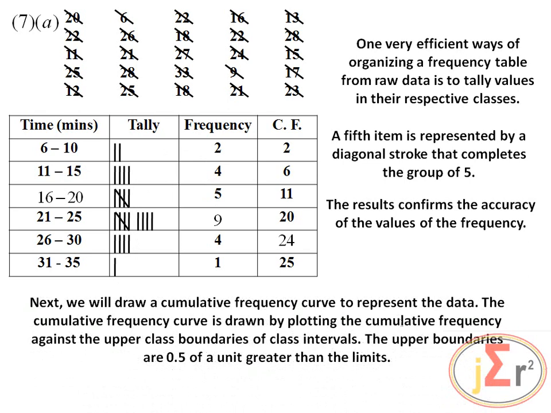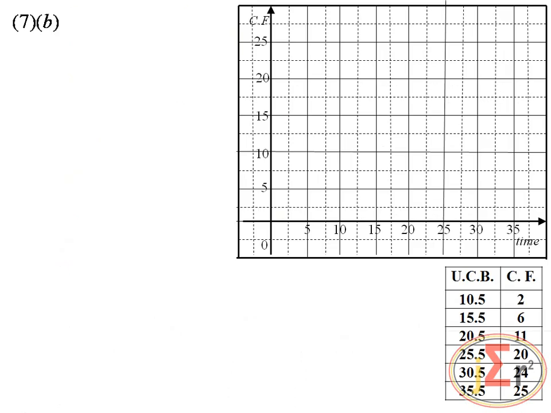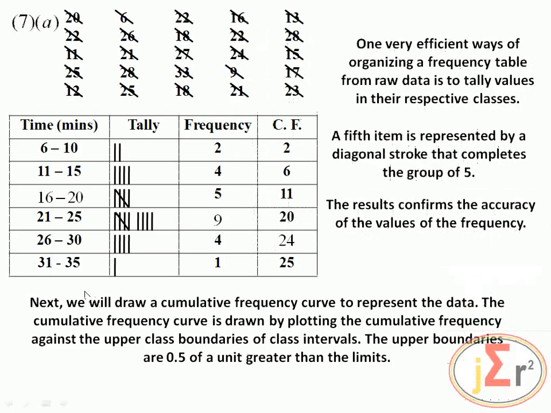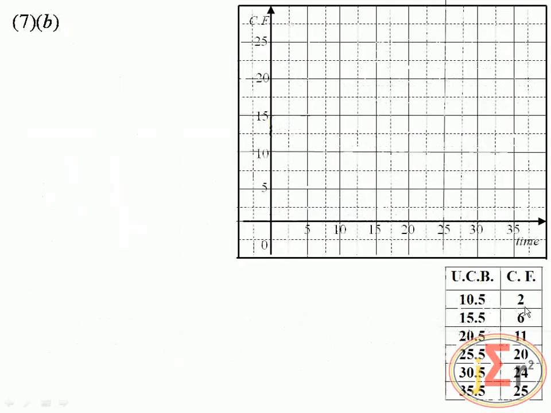Next, we will draw a cumulative frequency curve to represent the data. The cumulative frequency curve is drawn by plotting the cumulative frequency against the upper class boundaries of the class intervals. The upper boundaries are 0.5 of a unit greater than their associated limits. What are the limits? Upper limits? 10, 15, 20, 25, 30, 35. So half of a unit greater: 10.5, 15.5, 20.5, and so on.